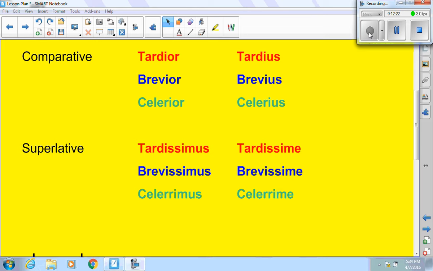Once you get to the superlative form, tardissimus, you basically do the same thing you did earlier. You change the US to an E to create the adverb. So tardissimus is the superlative adjective, tardissime is the superlative adverb.